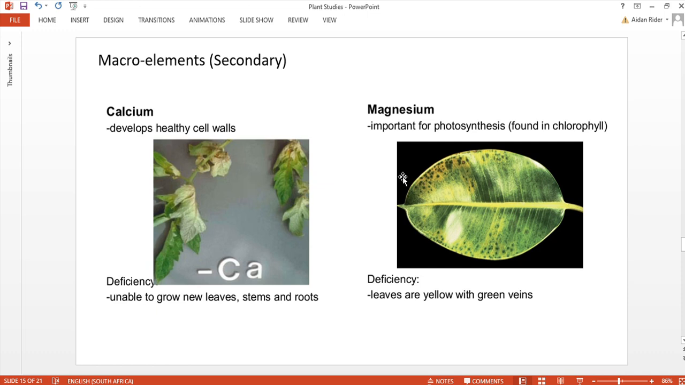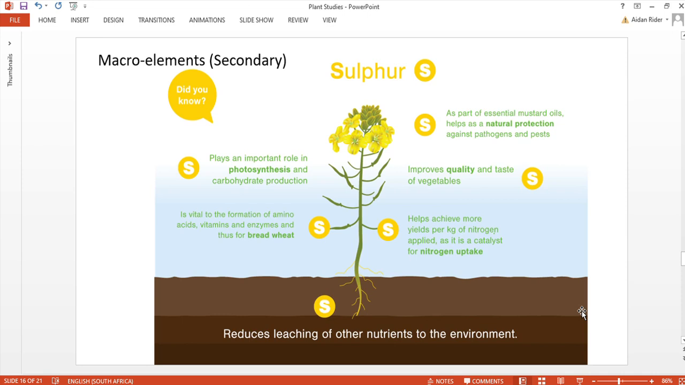Okay, so then magnesium, the secondary macroelement, is important during photosynthesis because it is found within chlorophyll. So no magnesium, no chlorophyll. So what happens if there is a deficiency? As you can see in the picture here, leaves are yellow with green veins. So it starts to yellow and brown spots start to form if there is a magnesium deficiency. Then lastly is sulfur, also one of the secondary macroelements.